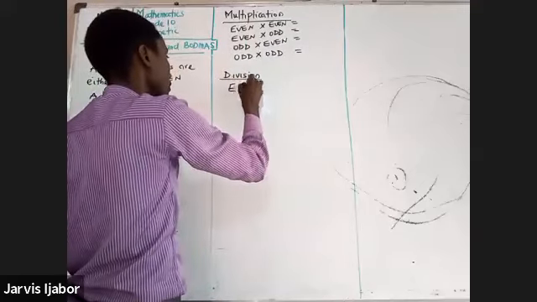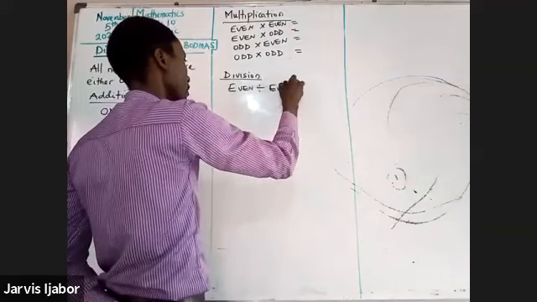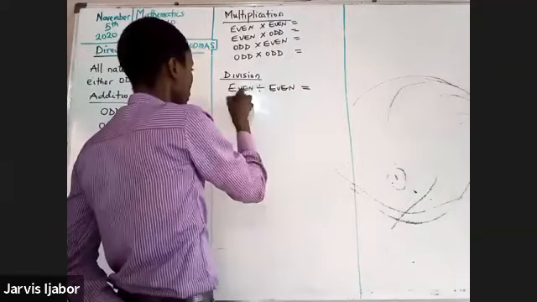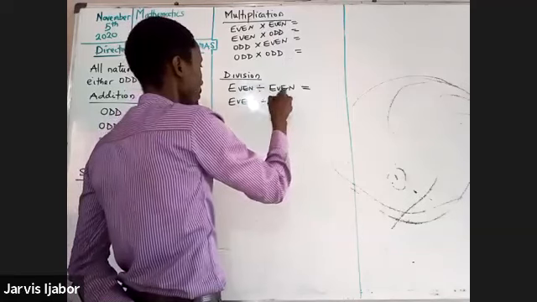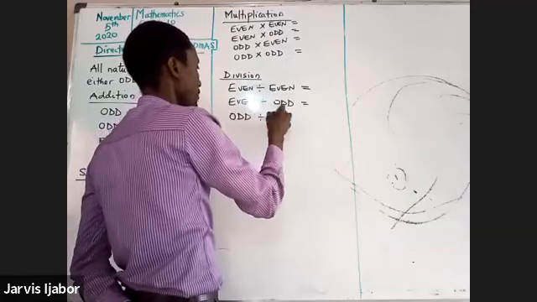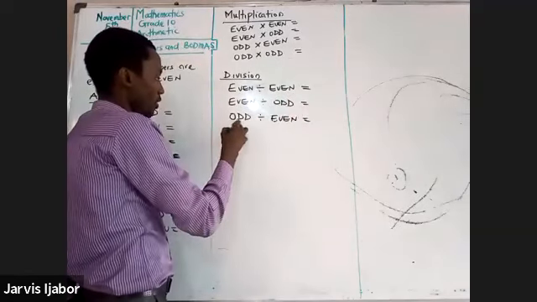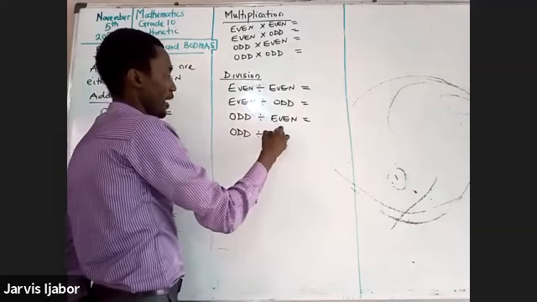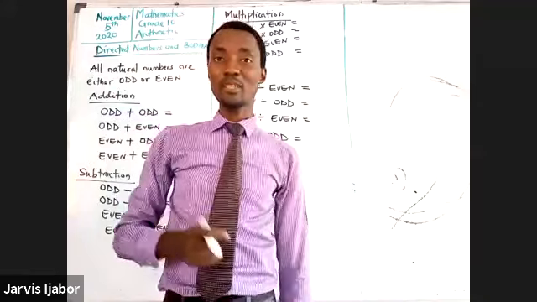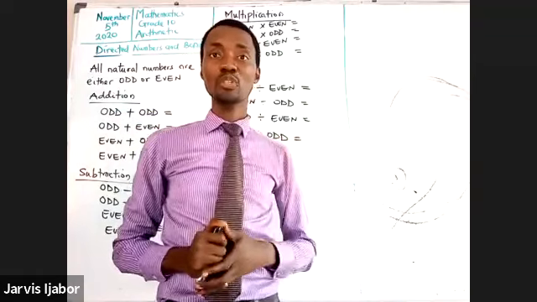Even divided by even. Even divided by odd. Odd divided by even. And then odd divided by odd. I want you to try and answer all of these, and in my next meeting, I'll be able to shed more light on that. Some things you really need to be sure of.